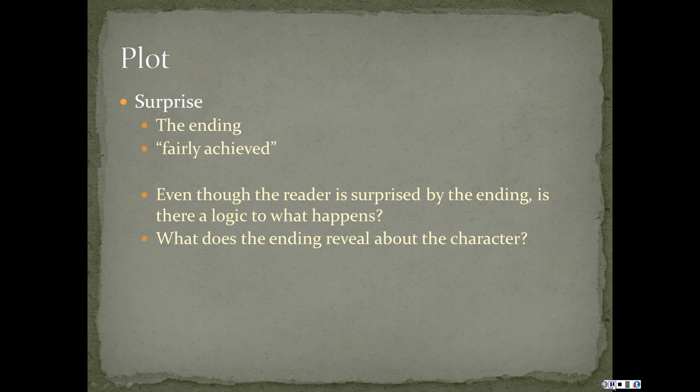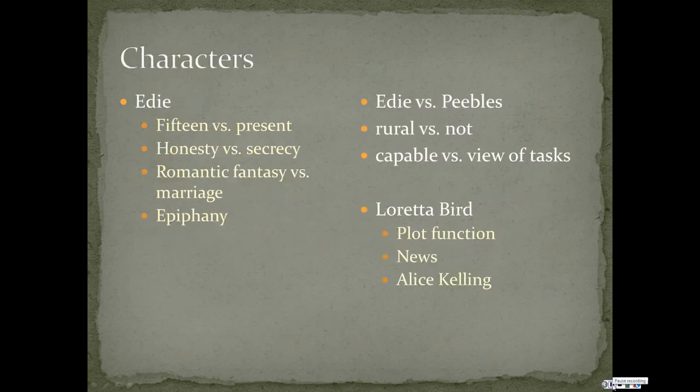It revealed things about the choice she made and why her life turned out the way it did. There are a number of things that we can look at and contrast with regard to the characters. We can compare and contrast Edie when she was 15 to what she is now. We can contrast her honesty to her secrecy, the romantic fantasy versus the practical marriage, and we can look at the epiphany that takes place, what she realizes.